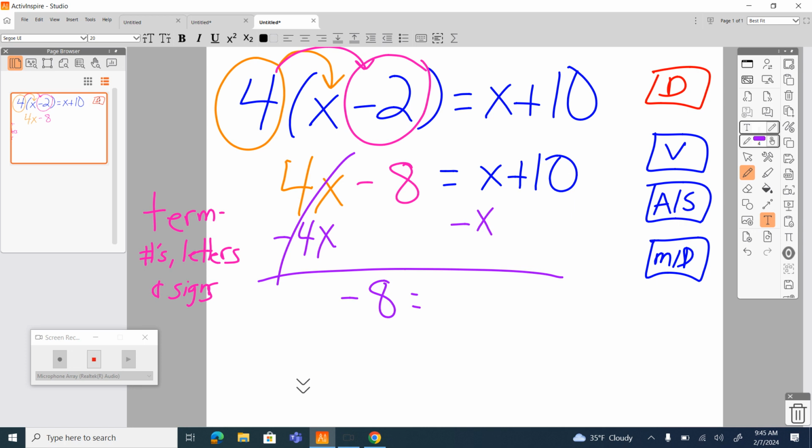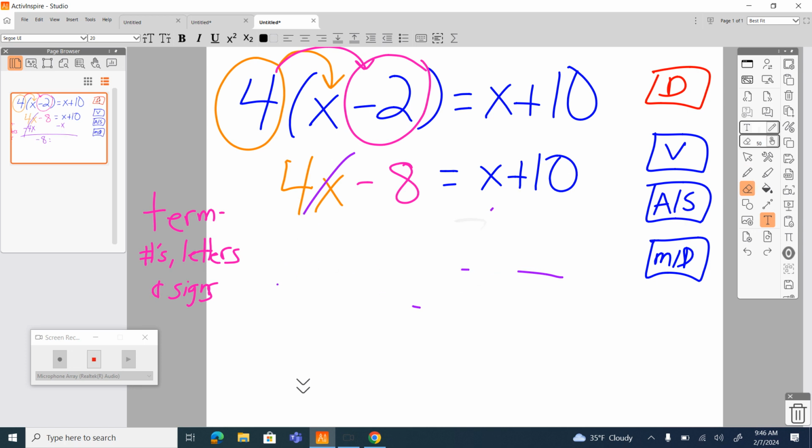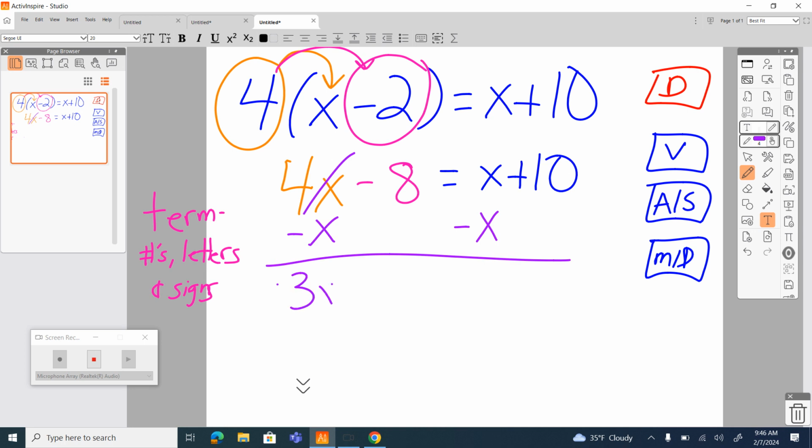Did you catch my mistake? I did 4x's from here. And 1, I can't do that, can I? Uh-oh. So I said one thing and I did another. I'm going to subtract 1x from both sides. 4x minus x is 3x. And then x minus x is 0.